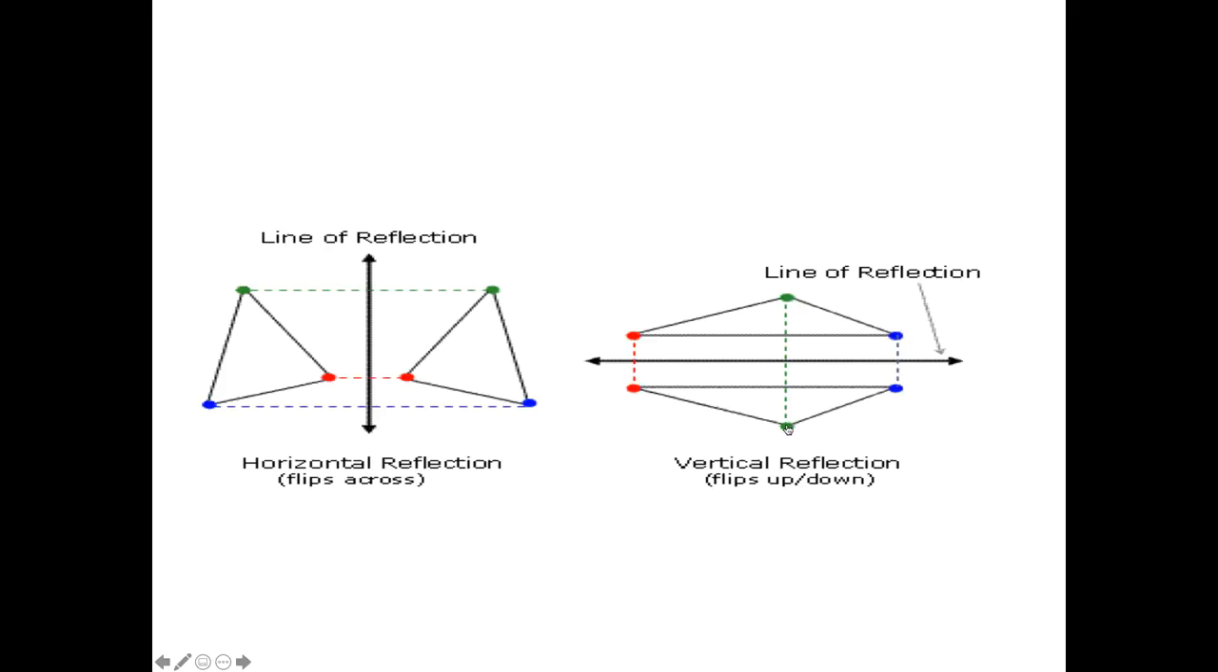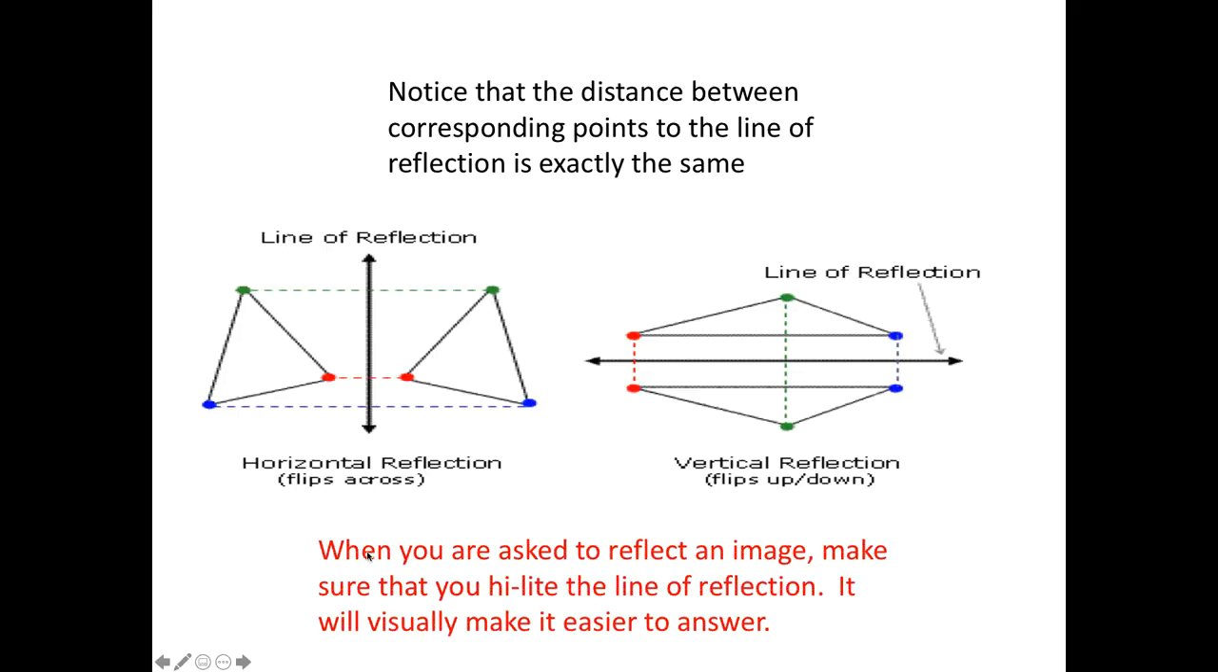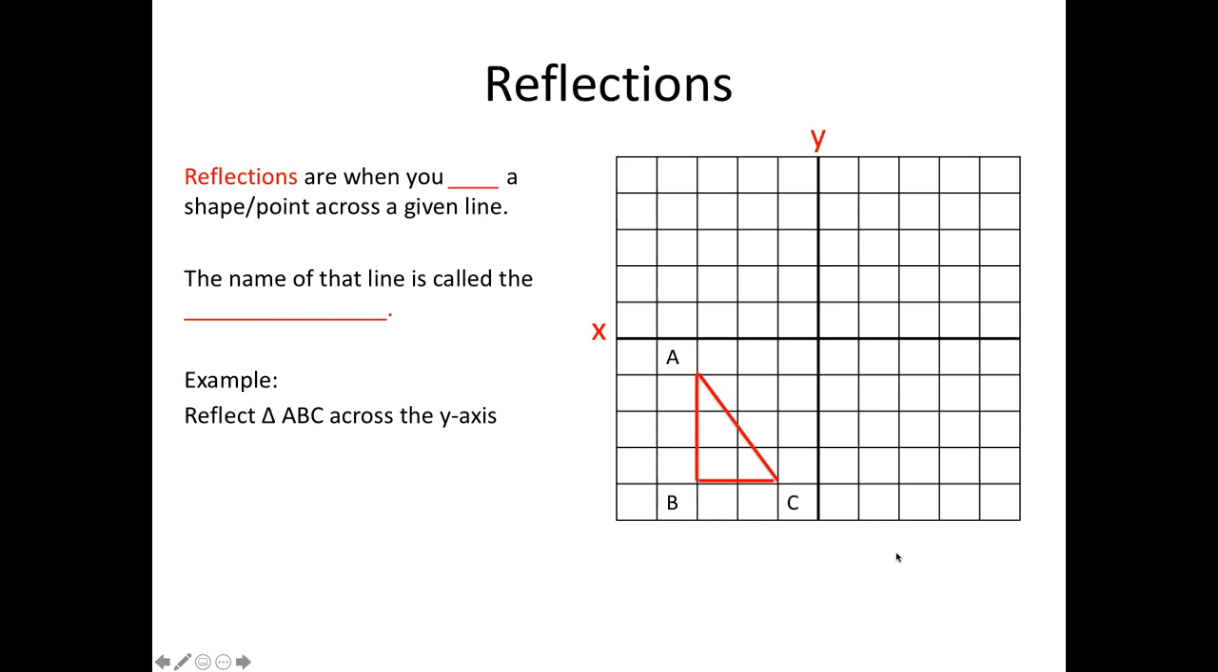In this one, same idea. The green vertices are equidistant from your line of reflection, and we have a horizontal line of reflection here. That's all we are going to be doing. Notice the distance between the corresponding points and the line of reflection is exactly the same. When you are asked to reflect an image, make sure that you highlight the line of reflection. It will visually make it easier to answer. So let's get started and try one.